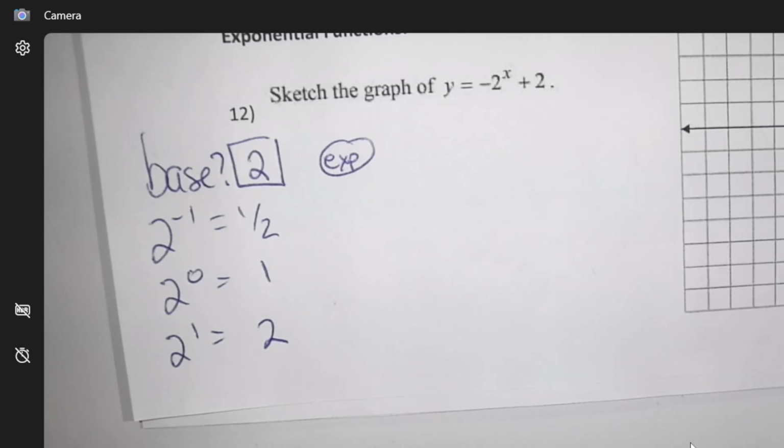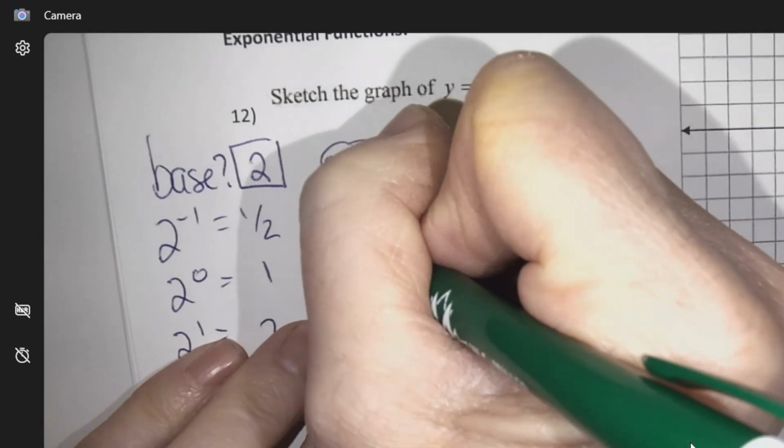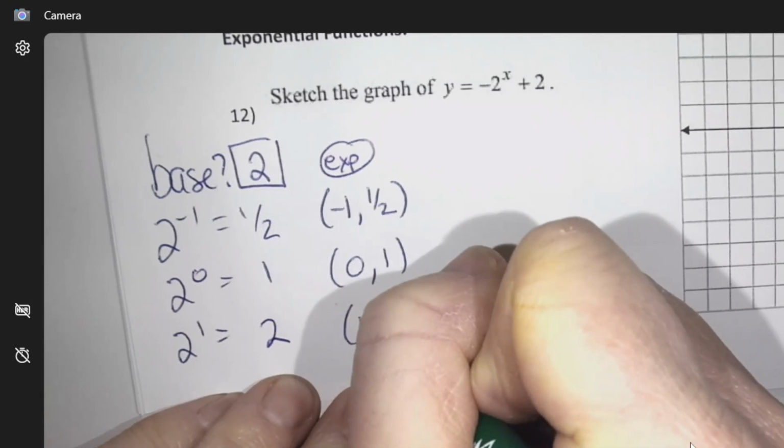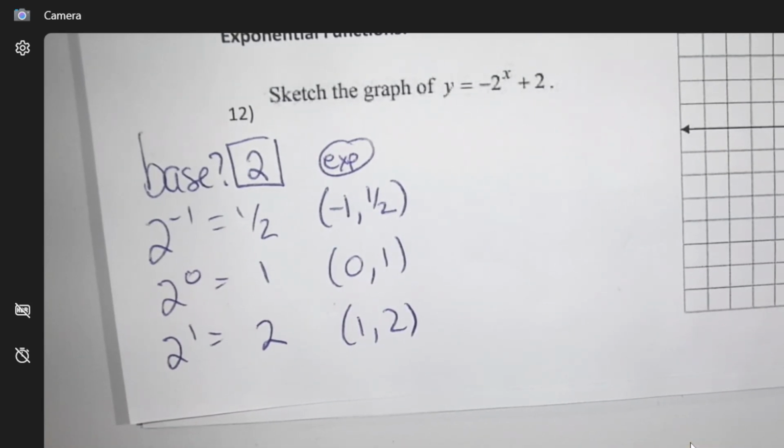Okay, this equation is exponential, so how should I write my coordinate? Exponent, comma, results. I'll call that your normal brain pattern. Logs is what makes you think backwards, right? Input, output.